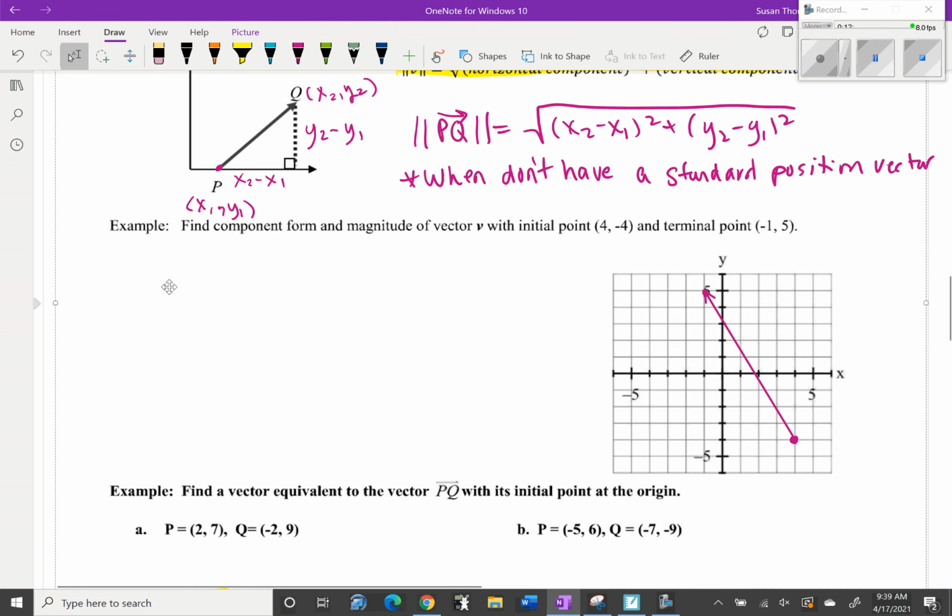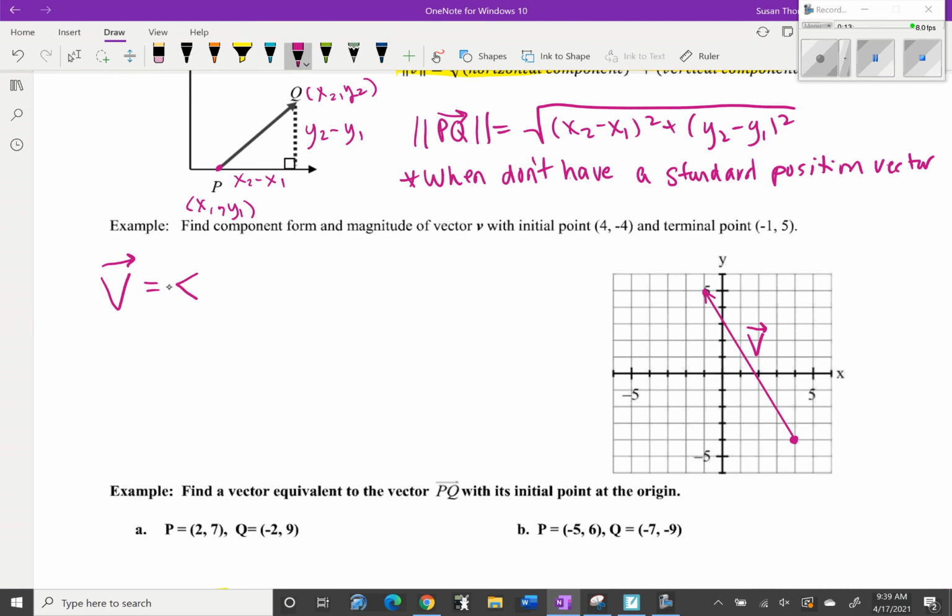All right, so that is our vector v. And we want to find the component form. So remember, the component form means that you are looking for the horizontal component and the vertical component. So the component form for this would be equal to, and we have to, of course, subtract the points to find the horizontal and vertical component.